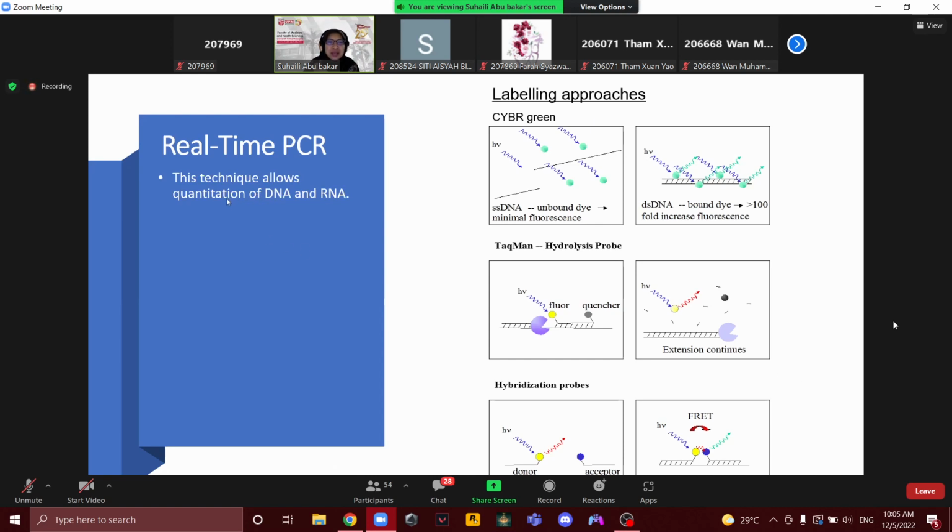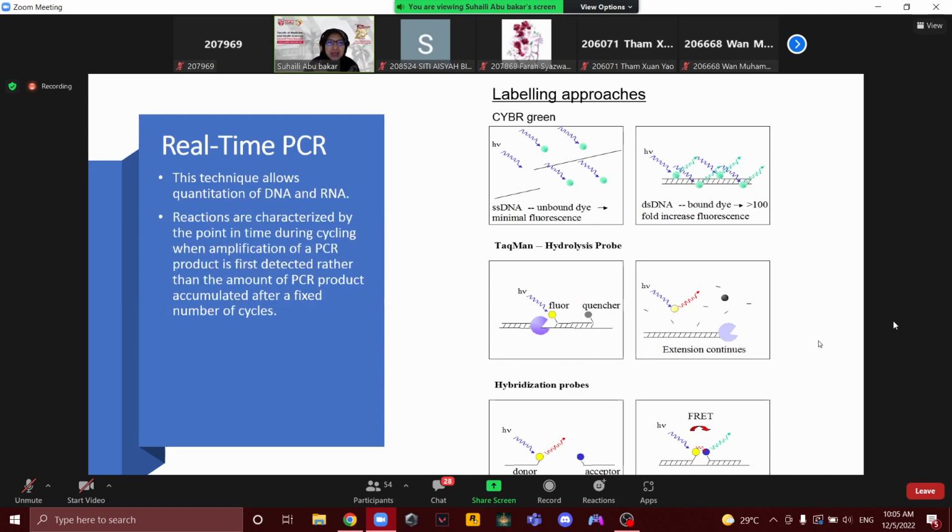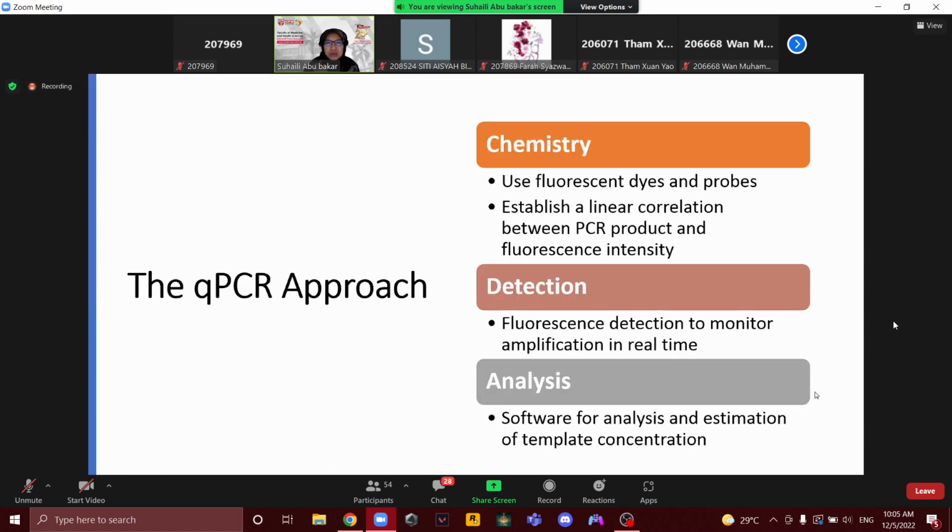Okay, so this technique allows quantitation of DNA and RNA. Once again, it is about the initial product first detected. The higher the starting copy number of the nucleic acid target, the sooner a significant increase of the fluorescence is observed. In the principle of qPCR or real-time PCR, we can group the information into three: in terms of the chemistry, in terms of detection, in terms of the analysis. So when you do the real-time PCR, you have to consider these three.